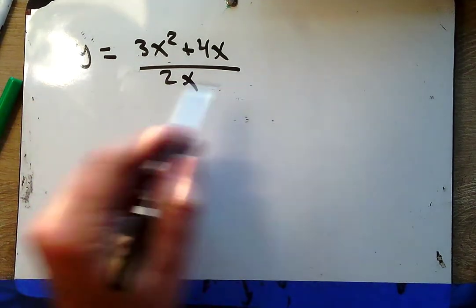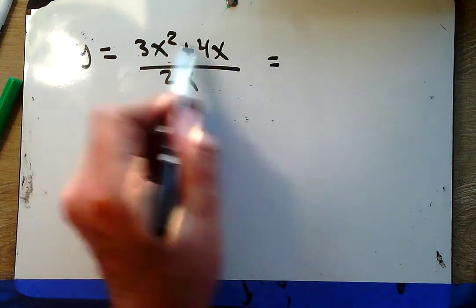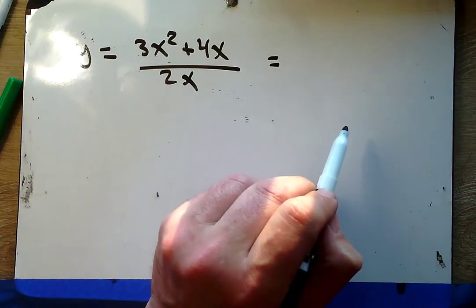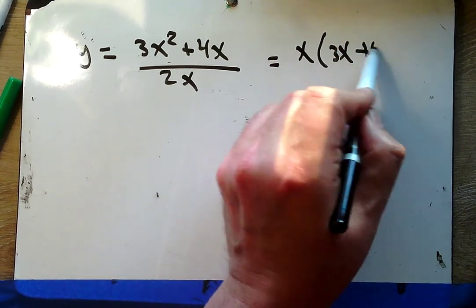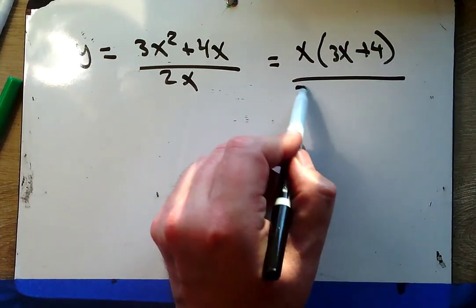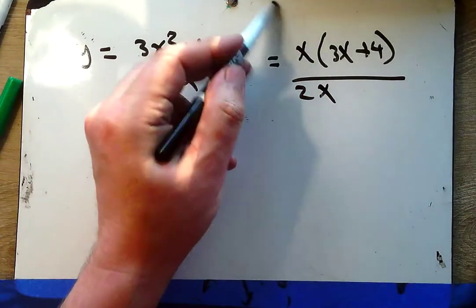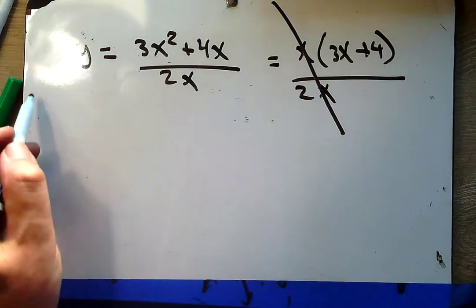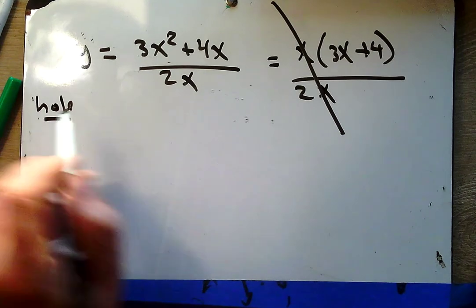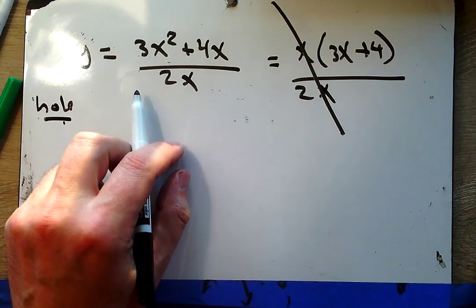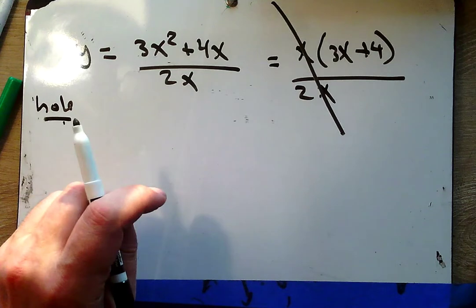Hi, welcome back. So I factored the top, and I got x times 3x plus 4, and on the bottom, 2 and x. Look, they cancel. So I know there's a hole. Did I draw the hole in the last one? All right, where's the hole?